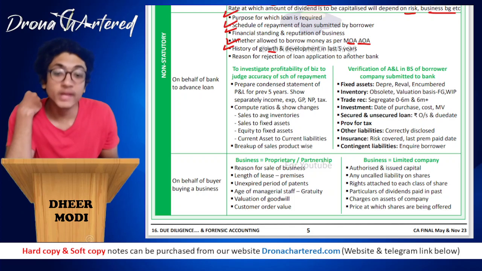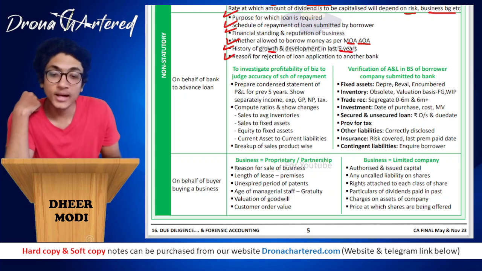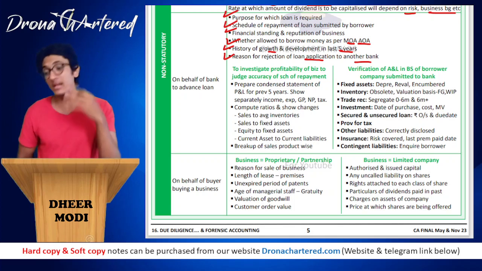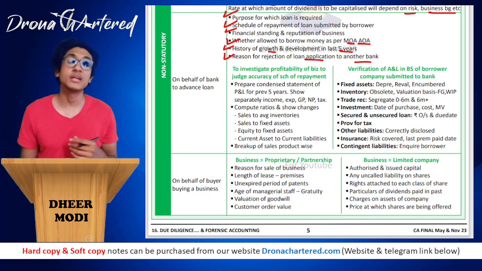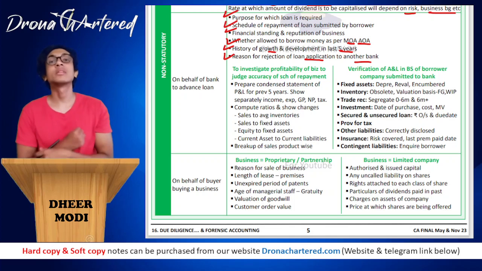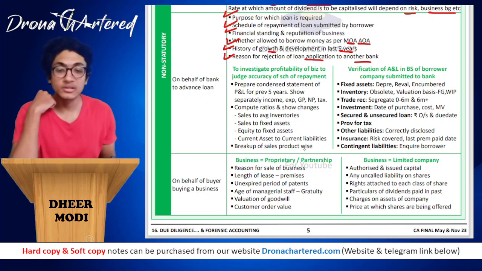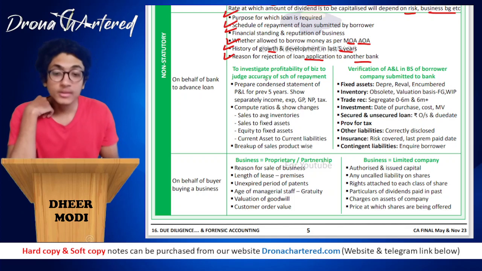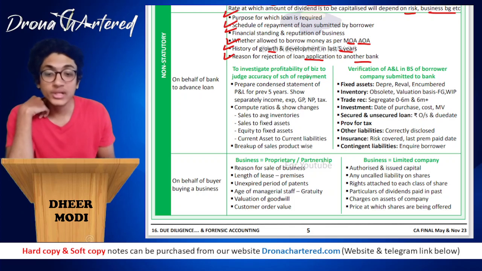History of growth and development in the last 5 years, and last is reasons for rejection of loan application by another bank. That means if they had already applied to another bank and the other bank had already rejected their application, you have to check as to why this other bank has rejected the application. To investigate profitability of business, to judge accuracy of schedule of repayment.